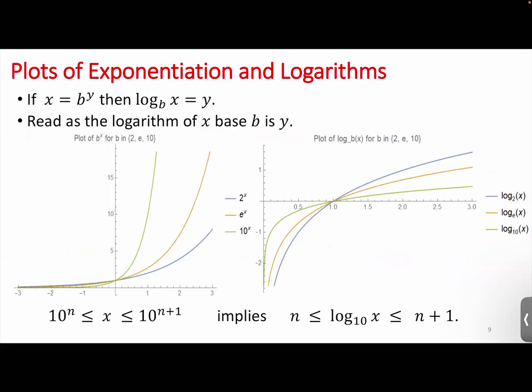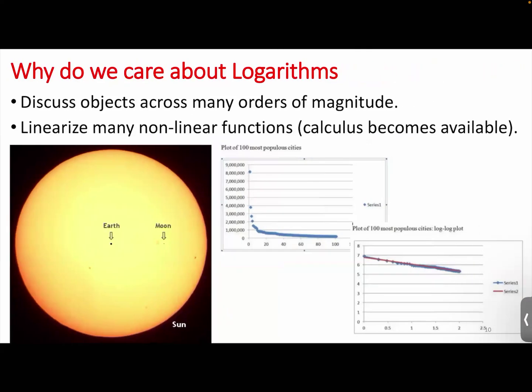Okay, so why do we care? So here's just a couple of plots of what's going on. 2 to the x, e to the x, and 10 to the x. I can't really show all of them on the same scale because they grow at such rapidly different rates that it's just not possible. We talked about why that.